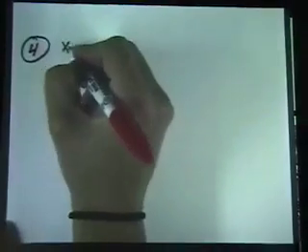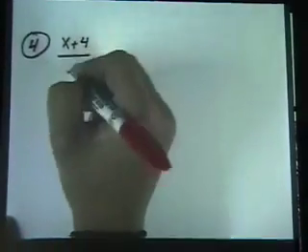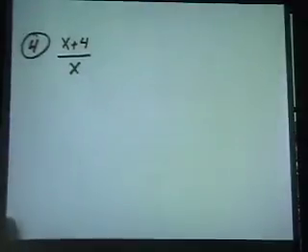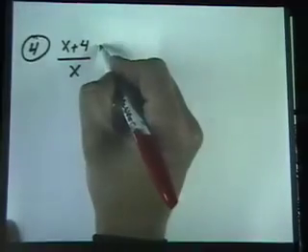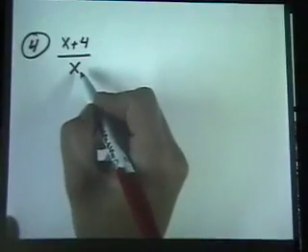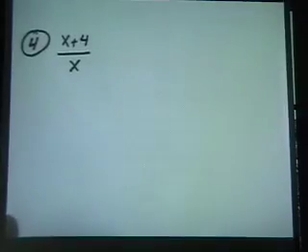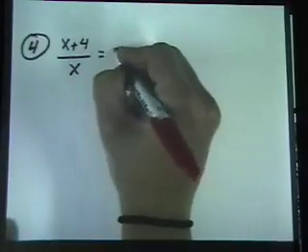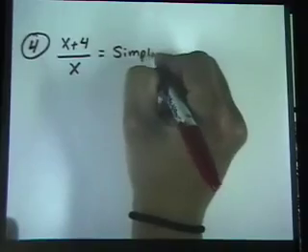Example number 4, x plus 4 over x. Now we're going to look. Is there anything we can simplify in the numerator? X plus 4 is simplified. Anything we can simplify in the denominator? Well, x is simplified. Therefore, this is done. It's already simplified.